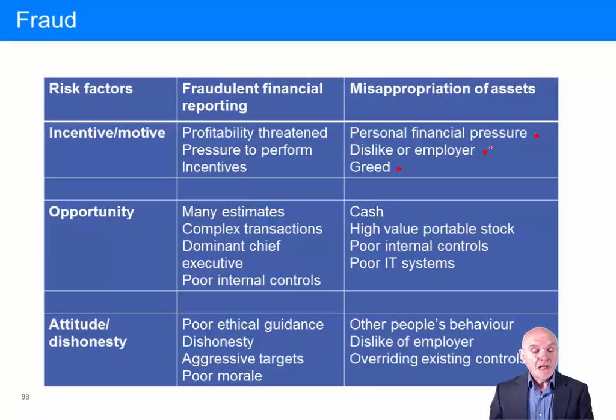In fraudulent financial reporting, the incentive, the motive there, could be profit-related pay, profit-related bonuses, which can encourage people to overstate the profits. Pressure to perform and profitability kind of threatened. There can be huge pressure on directors, particularly in listed companies, to keep the profits increasing year after year. And if they don't increase them year after year, there can be great criticism in the press and from shareholders.